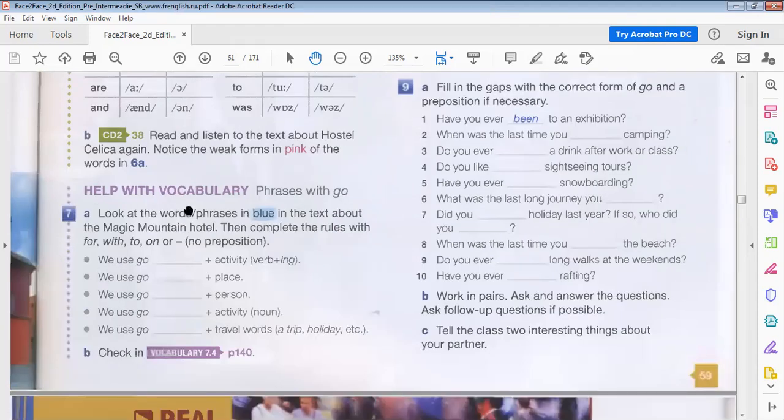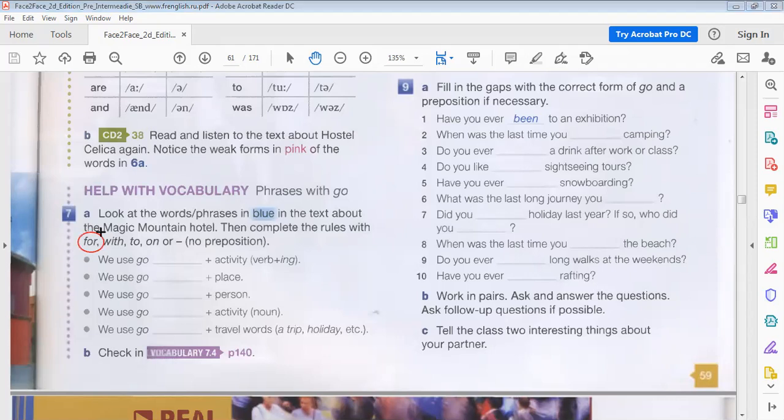Now, let's talk a bit about vocab. Here we have a bit of vocabulary, and we want to discuss phrases with go. So we want to focus on the verb go. I'm sure you've noticed that we talked a little about go in the past, but now we want to focus a little more on it. So let's read the question. The question says, look at the words or phrases in blue in the text about the Magic Mountain Hotel. Then complete the rules with for, with, to, on, or no preposition. So we actually have five options to answer.